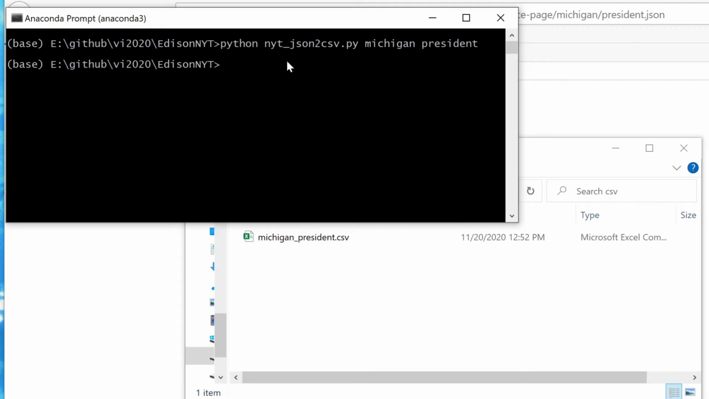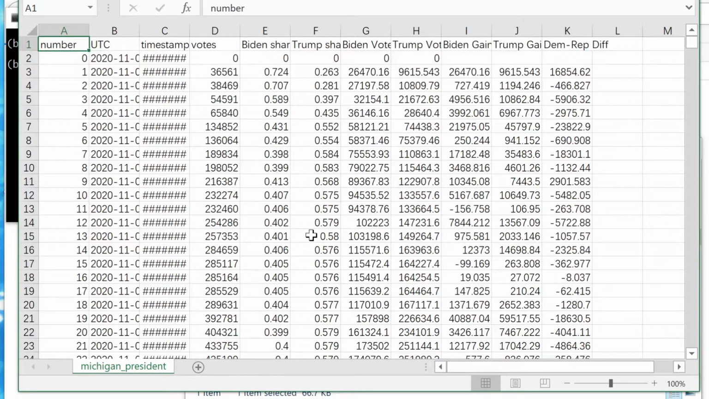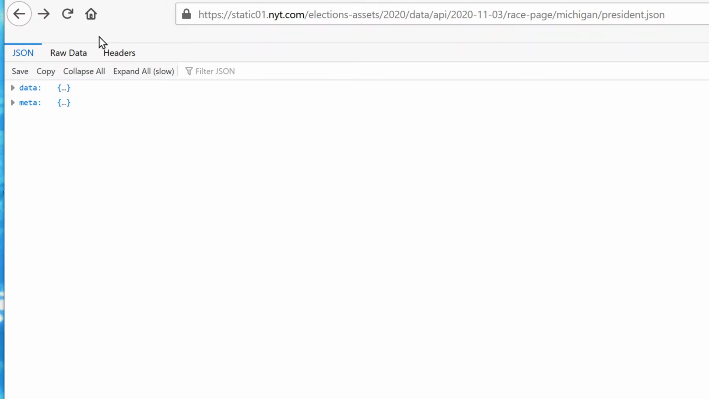So this is the script, and after I ran the script, it gave me a CSV file. Let's open this up. Okay, the data here should be the same as the one on the website. For example, the number 1 is 36561. Now let's look at the New York Times.